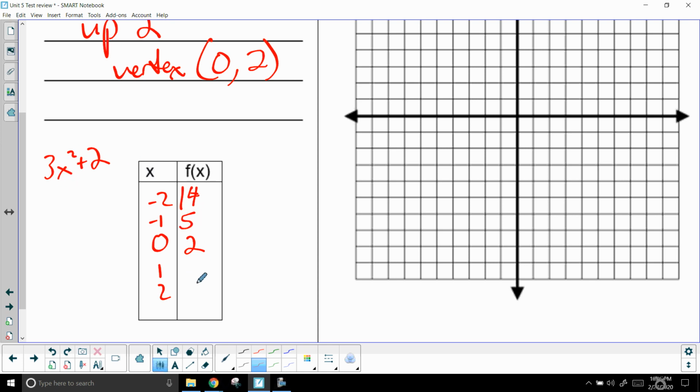And then it should be repeated. 1 squared, 3, 5. Good. 2 squared is 4. 4 times 3 is 12. 12 plus 2 is 14. I don't know if I have enough space for 14. We'll see.